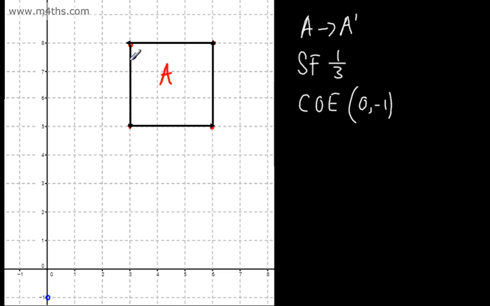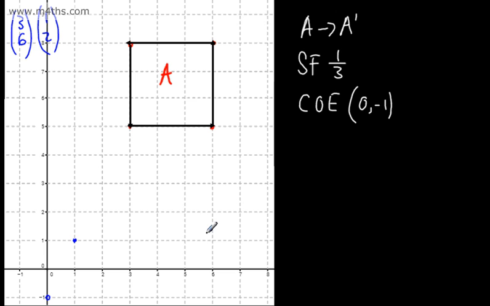Again, guidelines if you like. I'm not going to use them, but we will apply them afterwards. If I look here, I've gone across 3 and up by 6 to get from the centre of enlargement to this vertex here. So the vector is right 3, up 6. If we've got a scale factor of positive 1/3, we need to divide both of these by 3, and that's 1, 2. So we move right 1 and up by 2. So this point is now mapped just here.